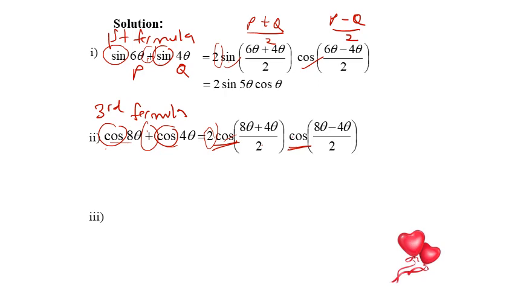So simplify also like the first one. So we got 2 cos 12 over 2 is 6, and then cos 8 minus 4 is 4, so 4 over 2 is 2 theta. Okay.